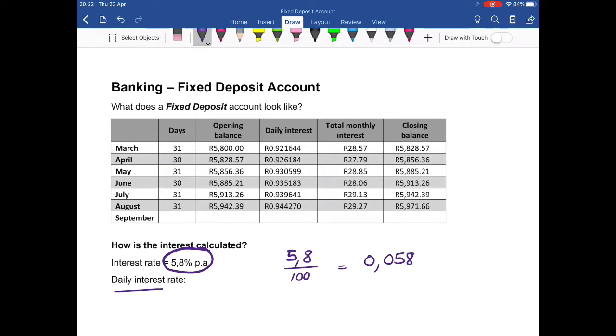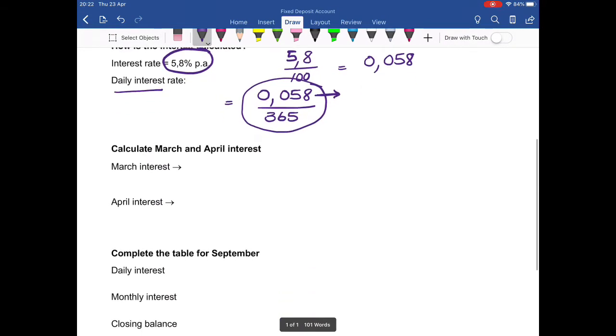But we want the daily interest rate, so we are going to use the value 0.058 over 365. Why I say you must leave it like that: some of the calculations, depending on what the interest rate is, are very difficult to work with. It will give you scientific notation, which I know you struggle with.